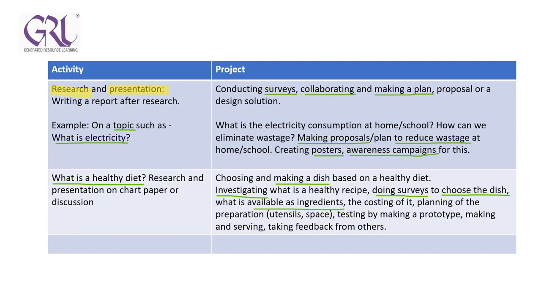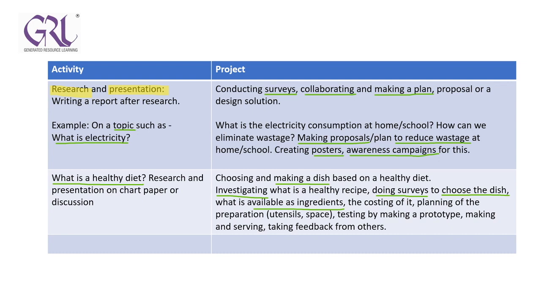Similarly, writing a report after a research or doing a presentation is an activity. For example, a topic, which is what is electricity, is an activity. But if you're doing a project, it means you're doing a project on what is the electricity consumption at home. How do we eliminate wastage? So making plans or making proposals to reduce wastage can become a project. This means the children are conducting surveys, they're making plans, they're making a solution. And in doing this, they're also creating posters or awareness campaigns.